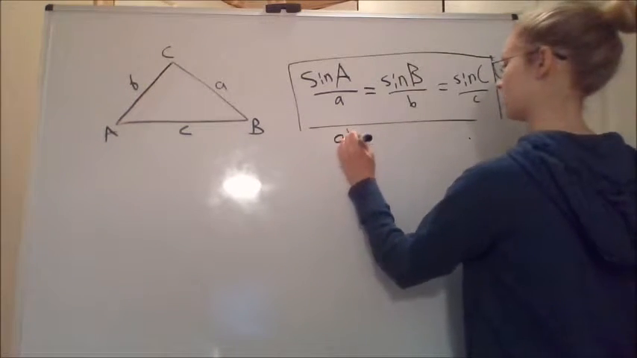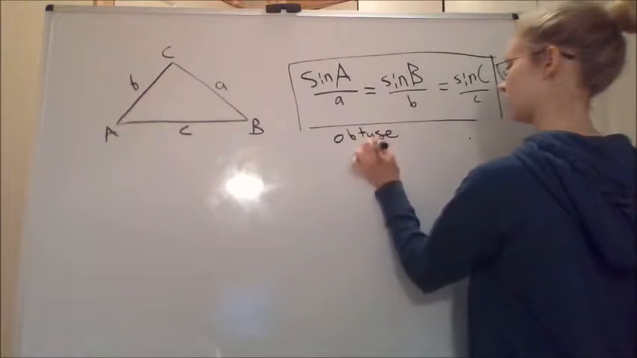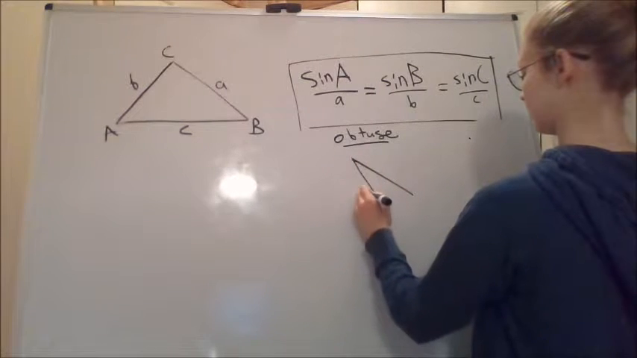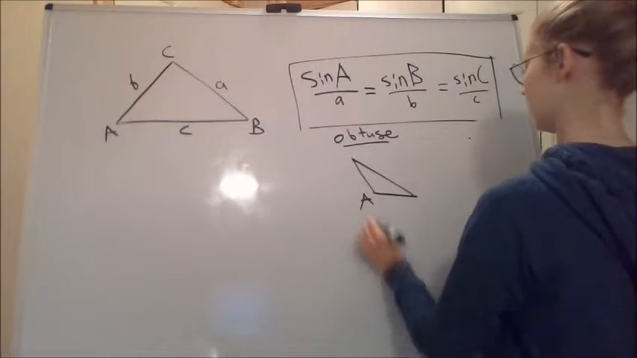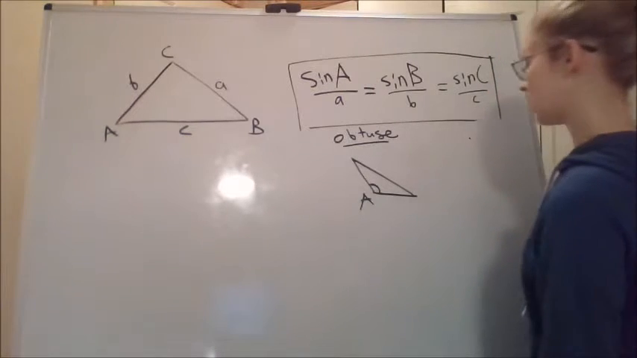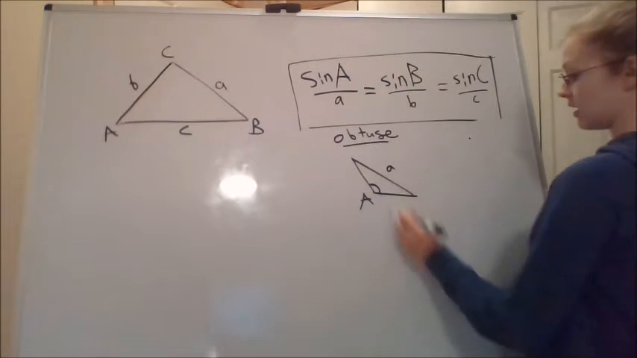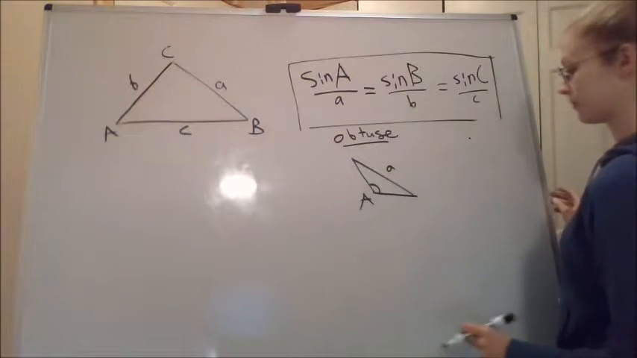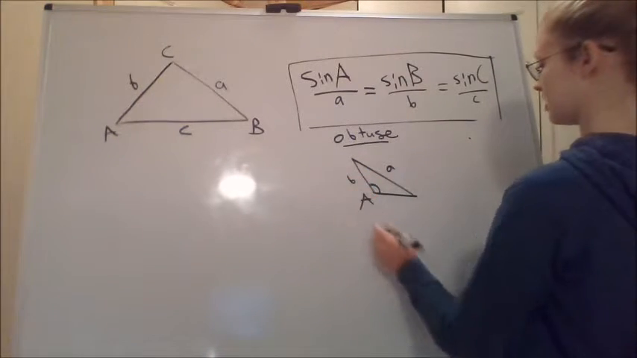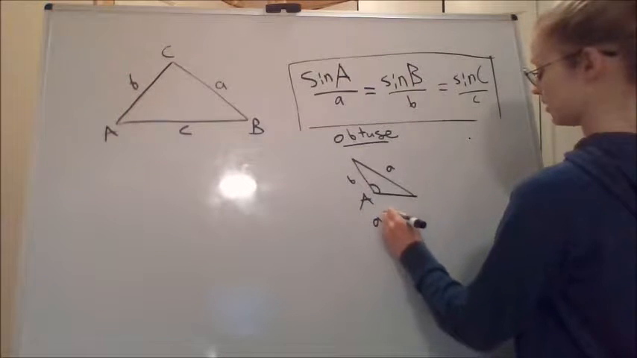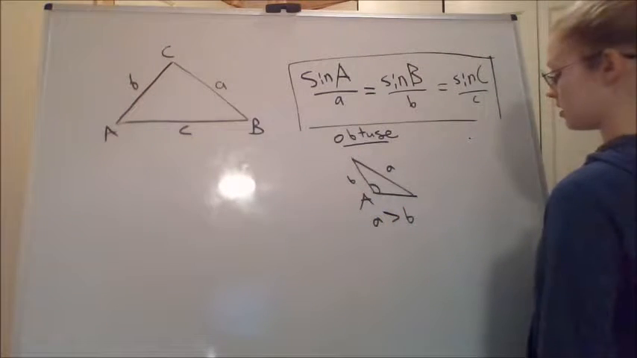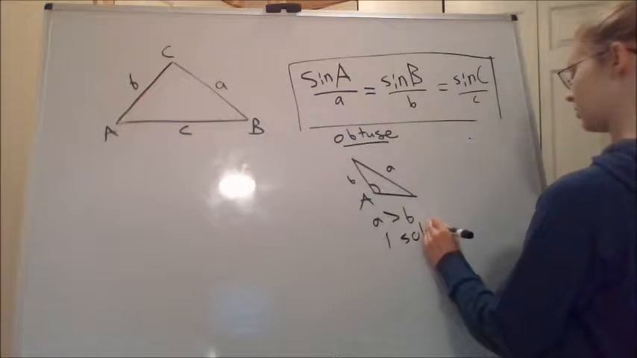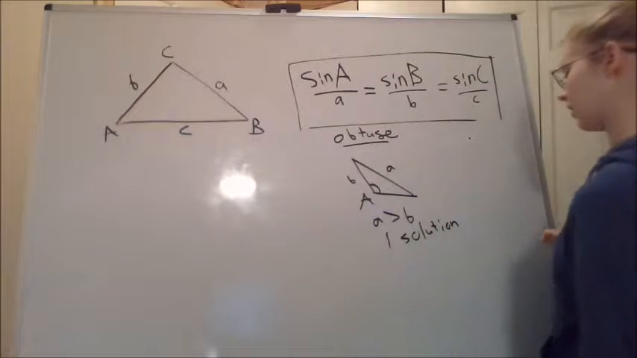So obtuse, we're going to have an A that's going to be really fat like this. And since A is obtuse, that means that side A has to be the longest side in the triangle. So if this is B and A is greater than B, then we're going to have one solution, because this is what it's supposed to be like.